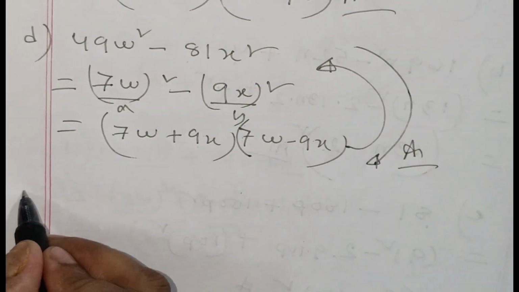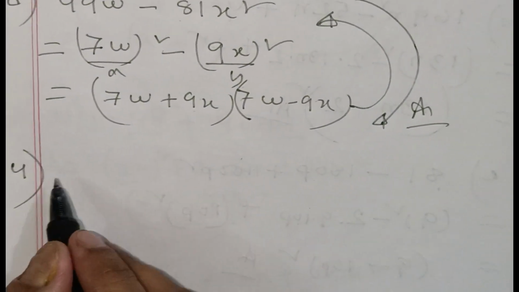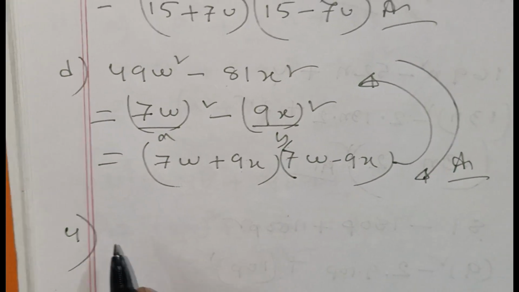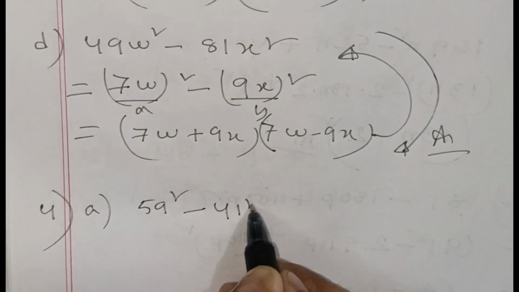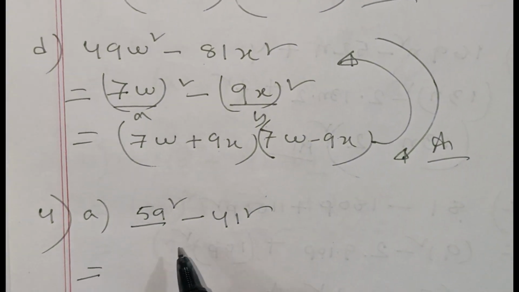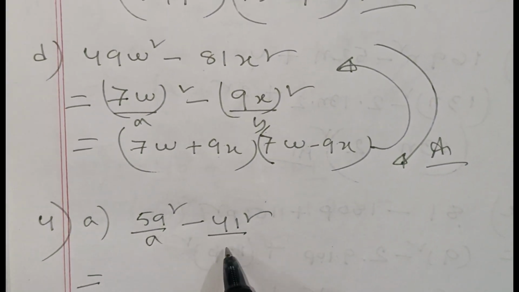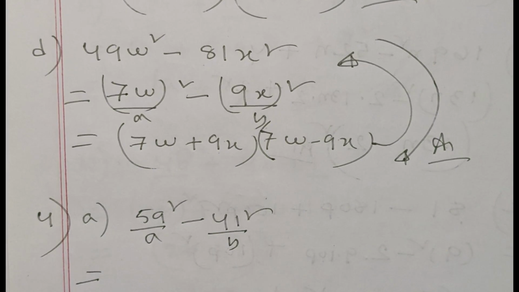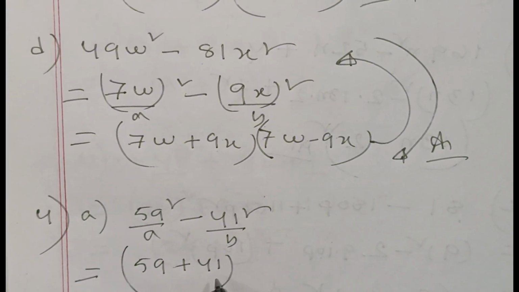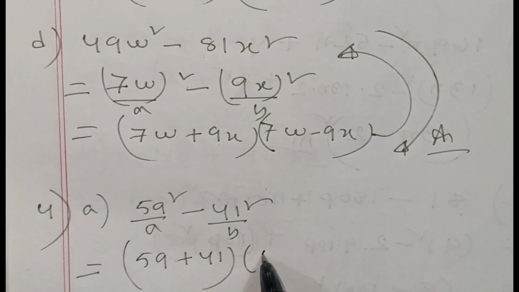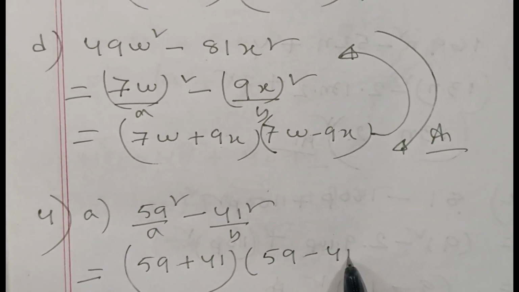And now number 4. Without using calculator, evaluate each of the following. Okay, 59 whole square minus 41 whole square. So 59 means here a and 41 means here b. So a square minus b square, that means a plus b. A means 59, b means 41. So a plus b, a minus b.